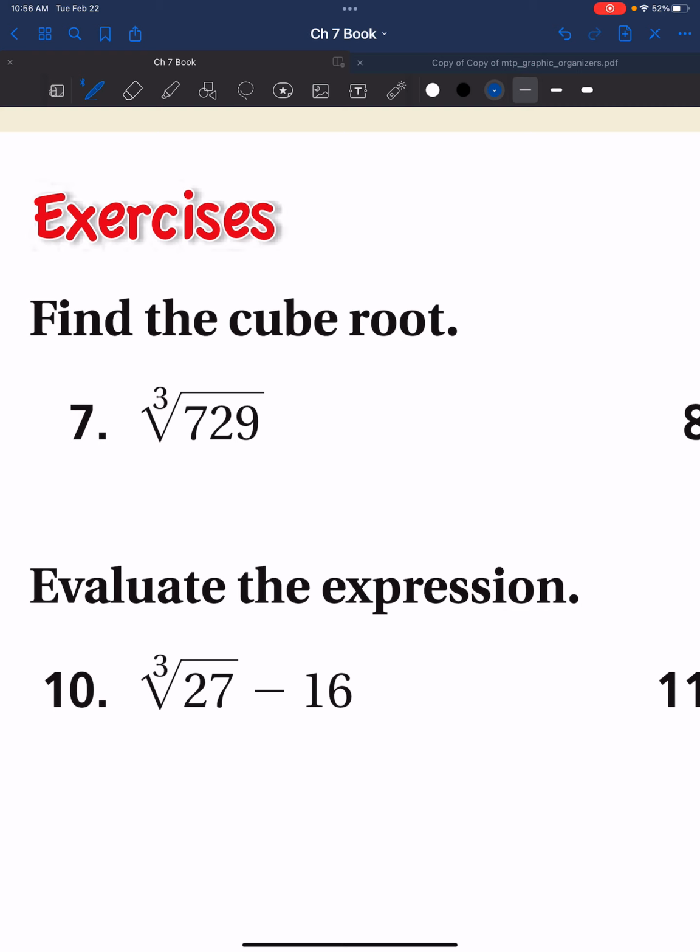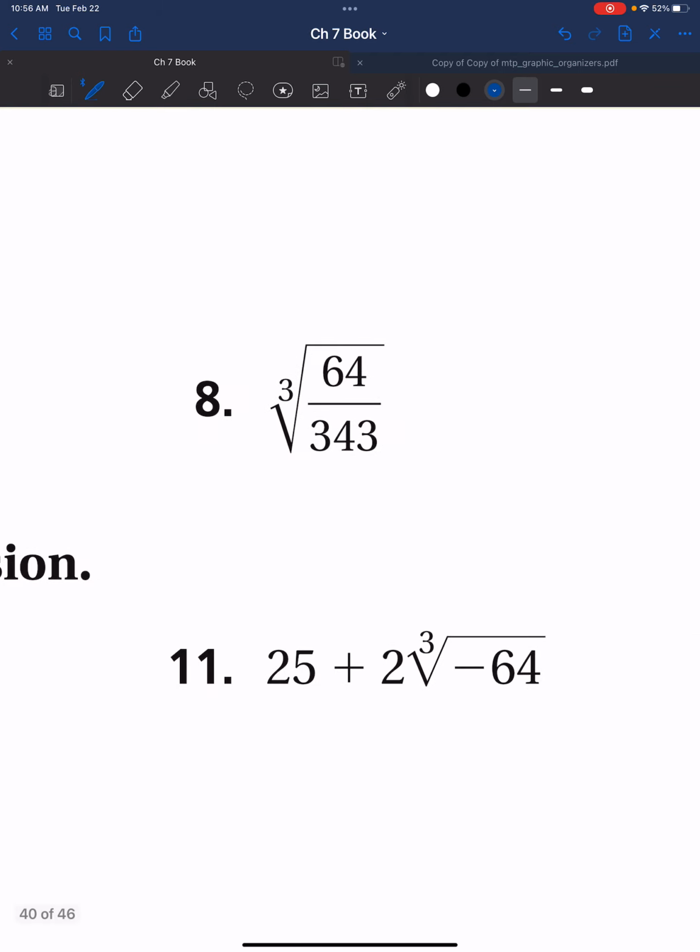Number 7. Find the cube root of 729. 9 times 9 times 9? Yes, ma'am. 9 times 9 times 9. So the cube root equals 9. Okay, how about number 8?